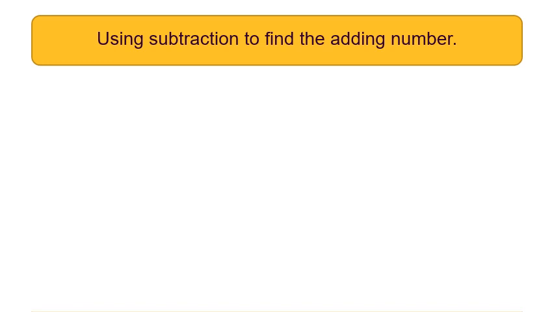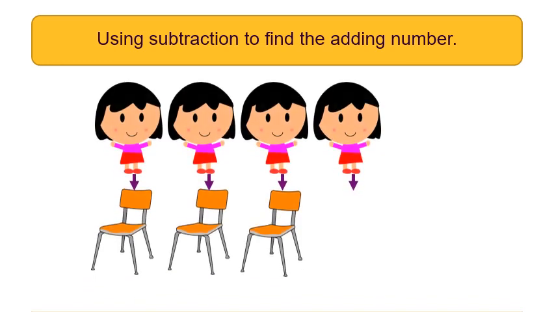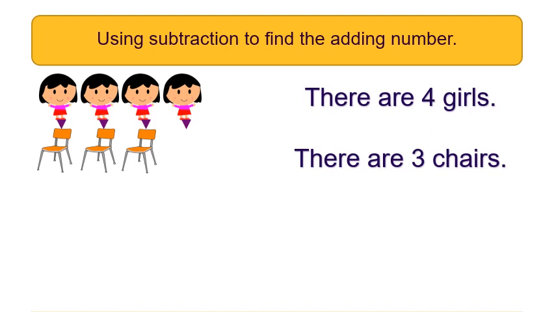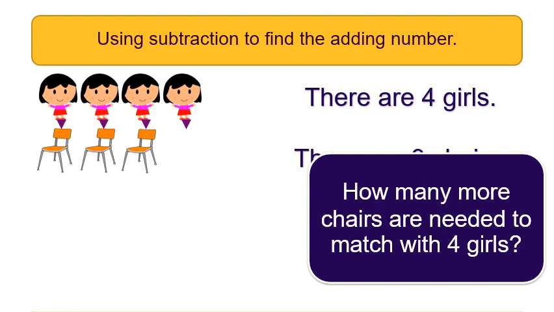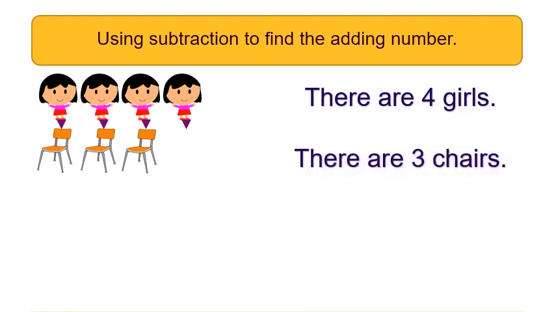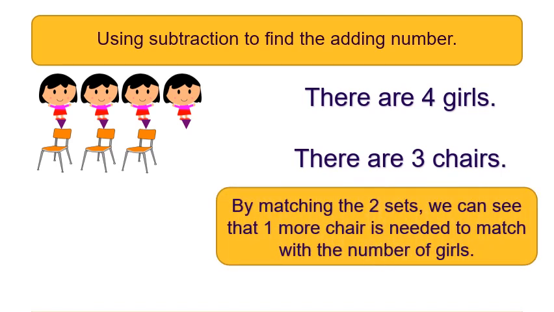Using subtraction to find the adding number. For example, we have here 4 girls. There are 4 girls and 3 chairs. How many more chairs are needed to match with 4 girls? So here we're going to match the 2 sets. We can see that 1 more chair is needed to match with the number of girls.